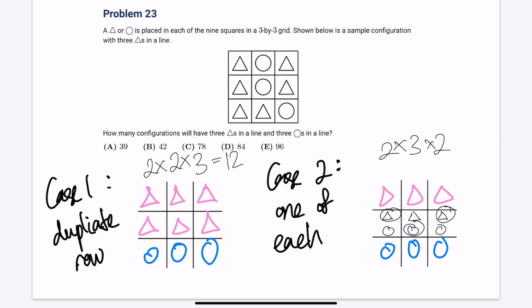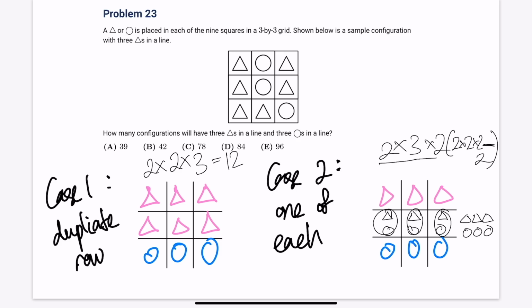And for example, you could have triangle, circle, triangle, or triangle, triangle, circle. But what you don't want to do is count triangle, triangle, triangle, because that would be identical to the case right here. So there are two ways to choose what will be in each box. But we want to subtract triangle, triangle, triangle, and circle, circle, circle, because that will be overcounting things we already counted in case 1.